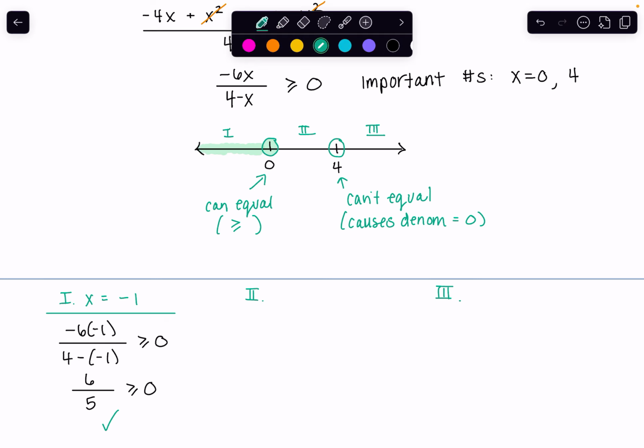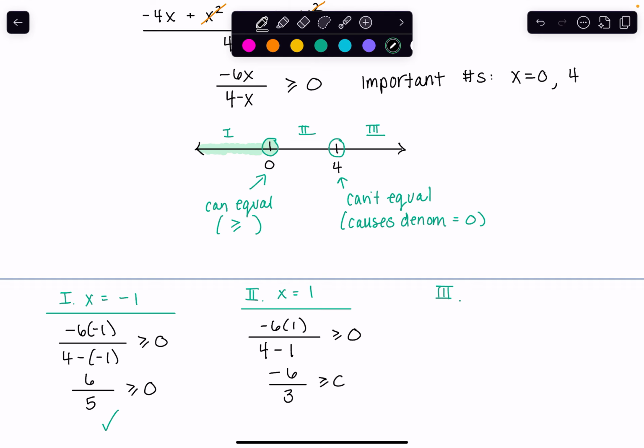If I move on to interval 2, I can pick +1. That falls in there. So if I plug that in, that's -6 times +1 over 4 minus 1 needs to be greater than or equal to 0. Well, that's -6 over +3. It's greater than or equal to 0. I don't care that simplifies. A negative divided by a positive does not give me something positive. So interval 2 is no good.